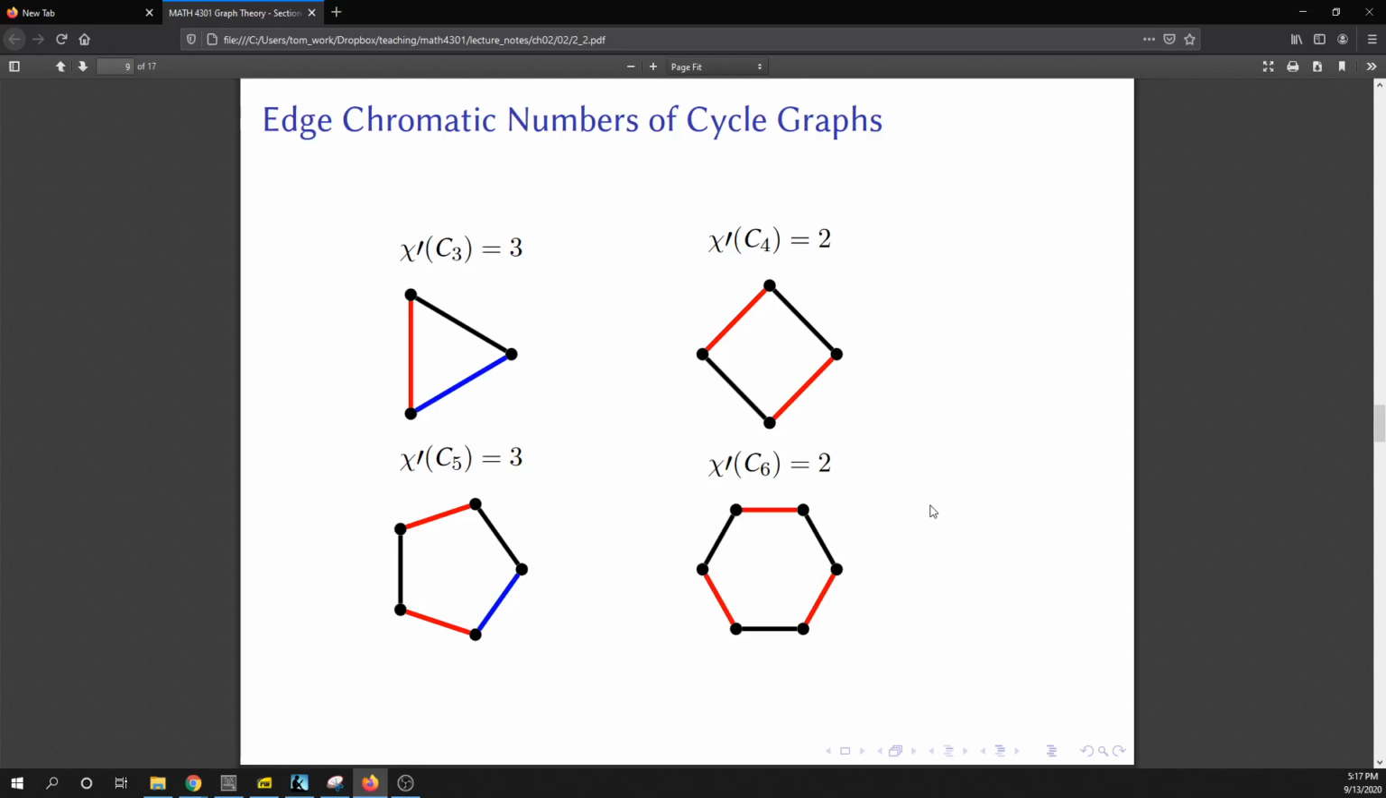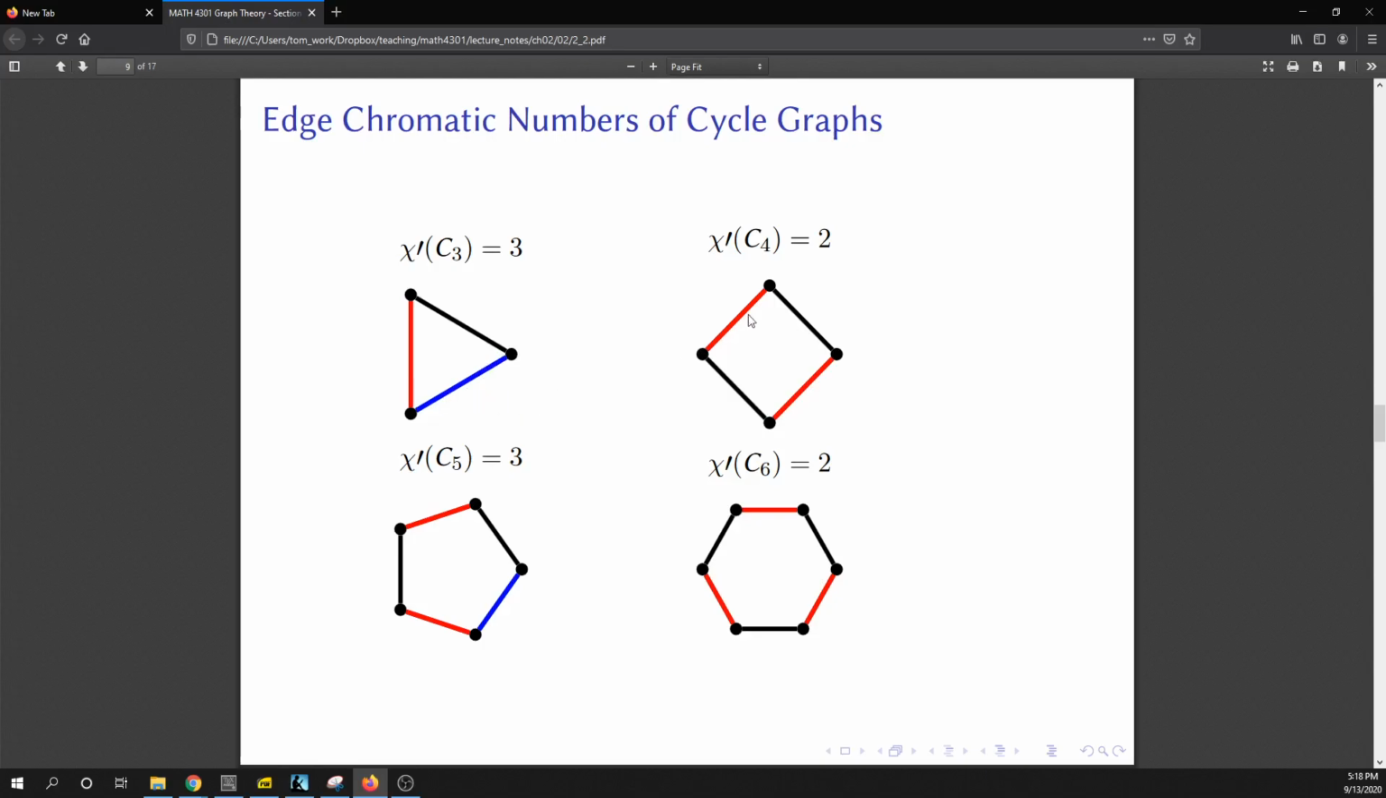All right, on the cycle graphs, if the length of the cycle is odd, then it's going to take 3 colors. You can alternate the colors here, but whatever color you pick for the first edge, the next edge is going to have to be a different color. And then you can see here, this one will have to be a 3rd color because it can't be black, since it would be adjacent to an edge with the same color, and it can't be red. So 3 is the minimum number here.